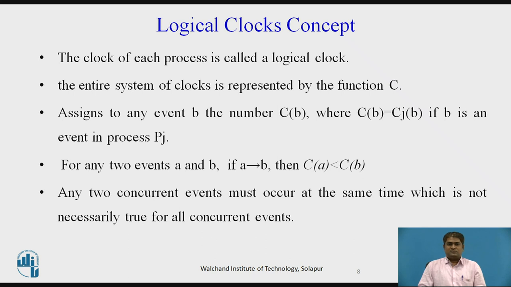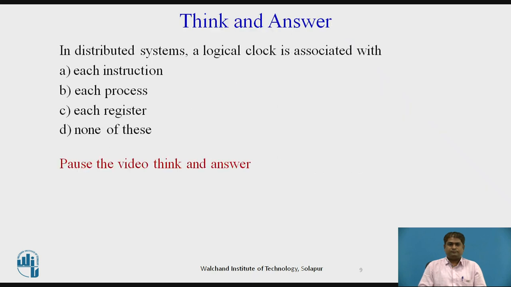The logical clocks of a system can be considered to be correct if the events of the system that are related to each other by the happened-before relation can be properly ordered using these clocks. For any two events a and b, if a happened before b, then C(a) is less than C(b). Any two concurrent events must occur at the same time, which is not necessarily true for all concurrent events. Here, pause the video, think and answer.